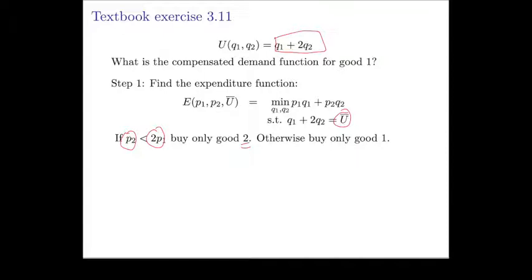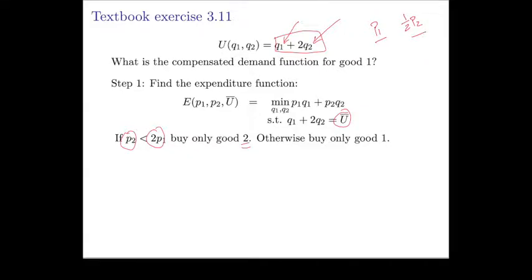Why is that? Well, utility is measured in the unit of utils. This is some fictional unit, but to get 1 unit of utility, I need either 1 unit of good 1 or a half a unit of good 2. How much does it cost to get 1 unit of utility then? Well, if you're going to buy a unit of good 1, that's just going to cost you P1. On the other hand, if you're going to buy a half a unit of good 2, that's going to cost 1/2 P2.